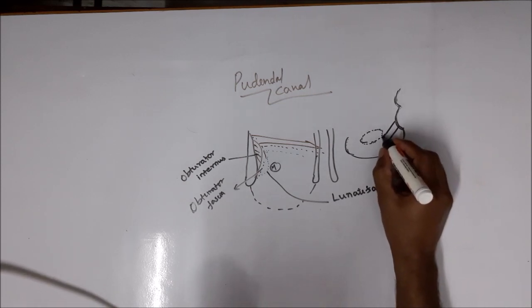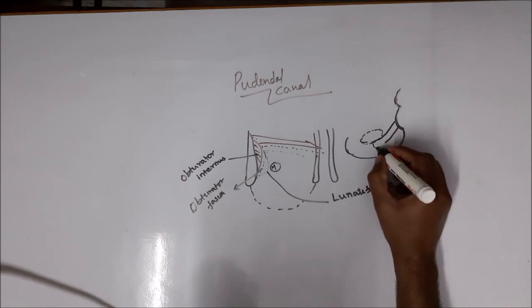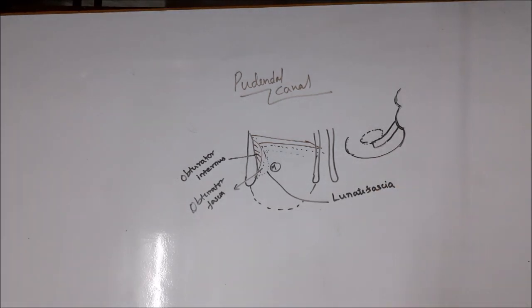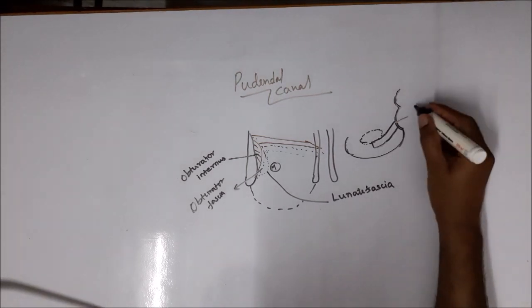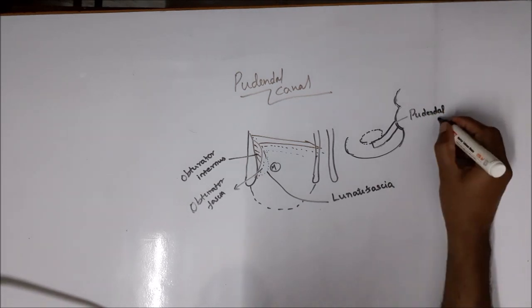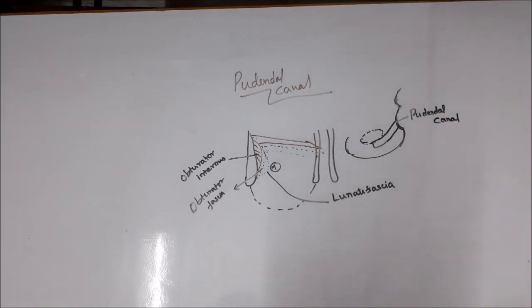It's nothing but a space between the fascia, and will be extending till the posterior margin of the deep perineal pouch. So this is our pudendal canal. How is it formed? Either it might be formed because of splitting of the obturator fascia, or you can say it's present between obturator fascia laterally and lunate fascia medially.